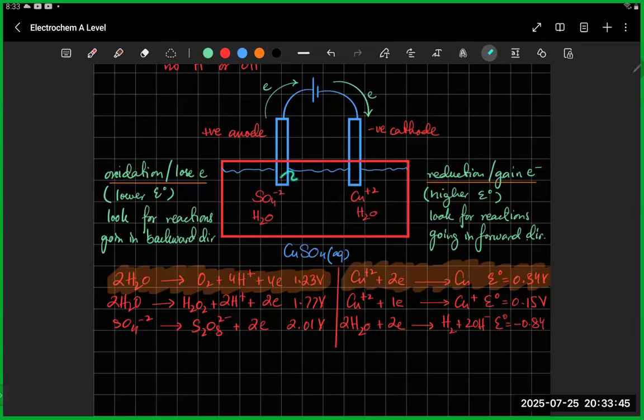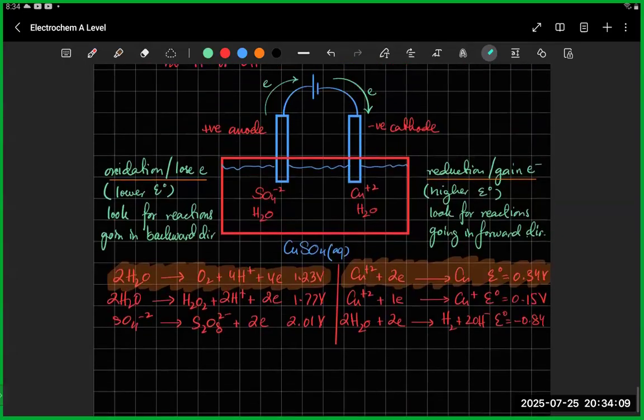On the other side, anode, you're going to look for reactions where they're losing electrons. Look for reactions in the backward direction, where these things are losing electrons. And who likes to lose electrons? The one that has the lowest potential out of the three. Okay, and that's it. Is this example clear? Yes, sir. Yes.